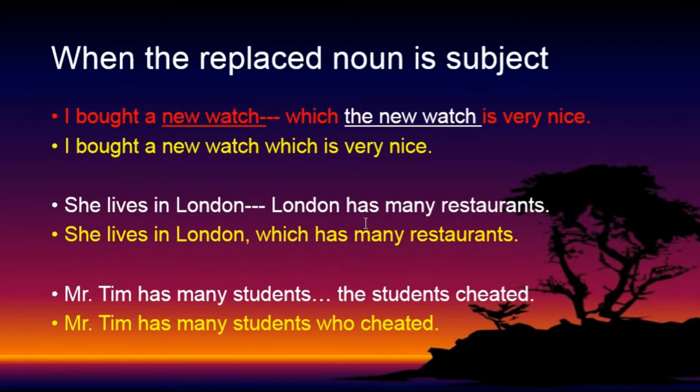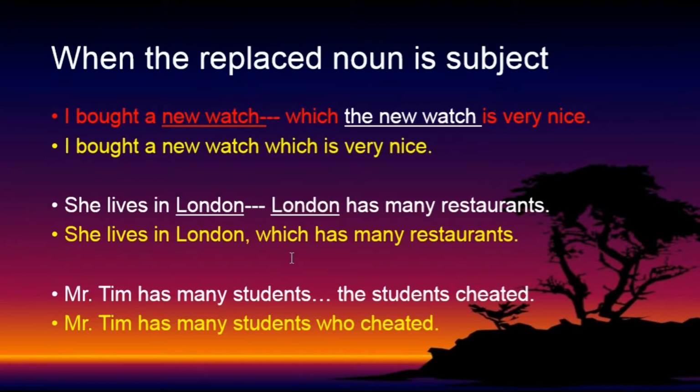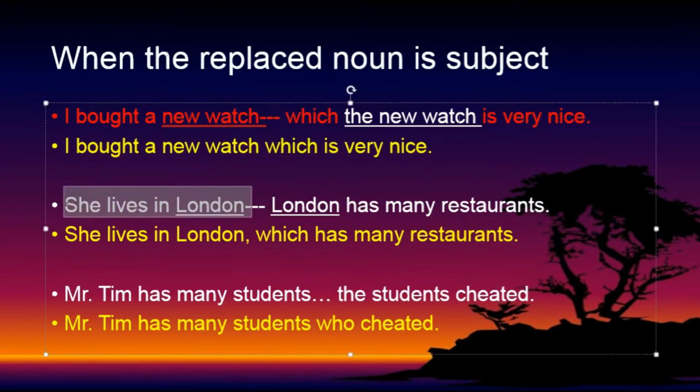Look at this second example. She lives in London. London has many restaurants. So the repeated word is London, the city. As you see in my second sentence, the repeated noun is a subject, just as it was in the watch example, where the new watch is very nice and is my subject. We're talking about subjects here. So because it's repeated, I will write the first sentence.